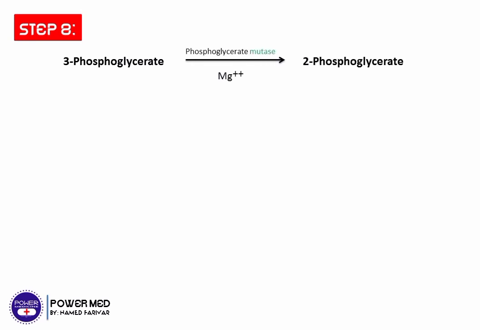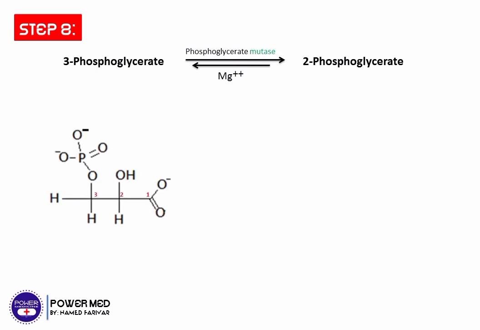In step 8 of the glycolysis, 3-phosphoglycerate, which was produced in previous reactions, undergoes a little modification to be converted into 2-phosphoglycerate. This is a reversible reaction that is facilitated by phosphoglycerate mutase, which necessitates magnesium ion for its activity. So let's illustrate all these in detail here.